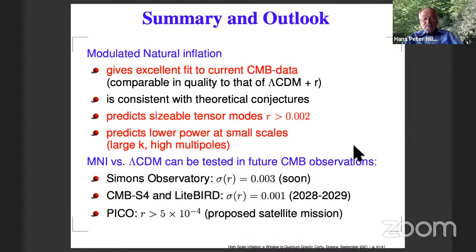There are measurements from the Simons Observatory, and the hope there is that pretty soon we'll get to the limit, which is 3 times 10 to the minus 3. There are also some ideas under construction, CMB-S4 and LiteBIRD, which aim at something like 10 to the minus 3, but that will take another decade before we can see it. And there is a proposed satellite mission which plans to go down to 5 times 10 to the minus 4. So within the foreseeable future of the next 2 years, one might be able to get to the 10 to the minus 3 which we are discussing here. If R is smaller, then of course we have to wait much longer for experiments to verify these tensor modes.